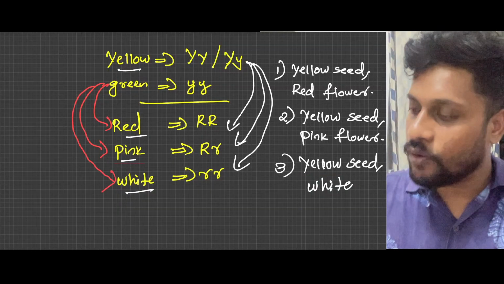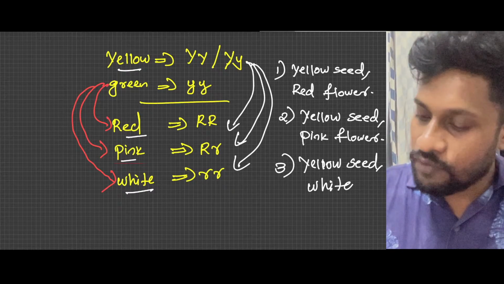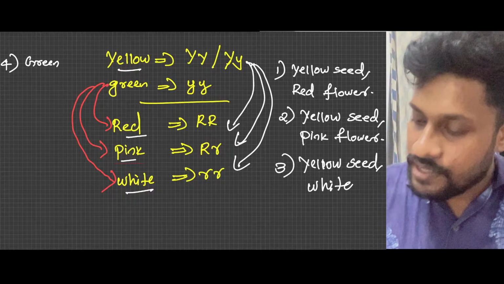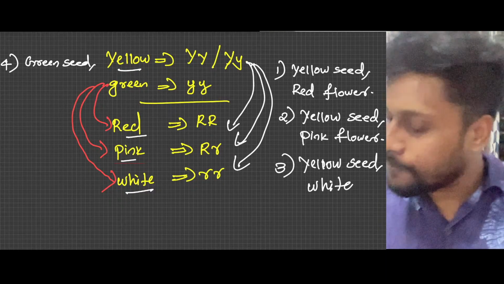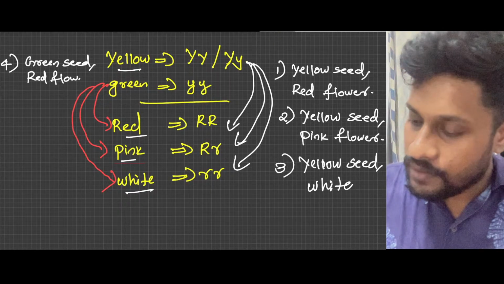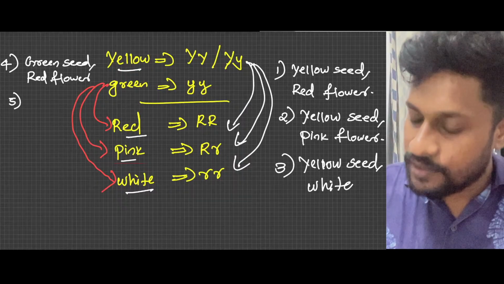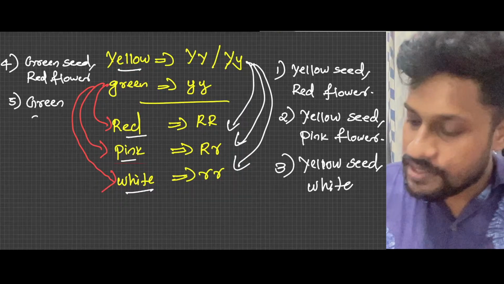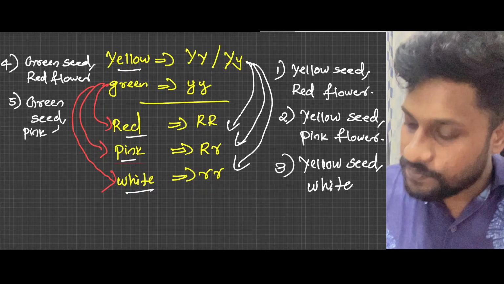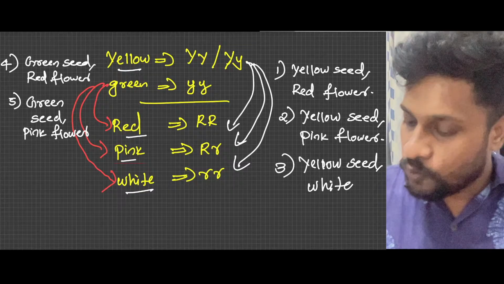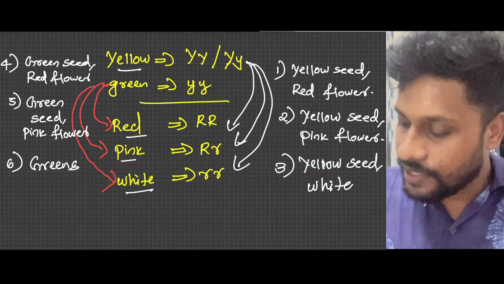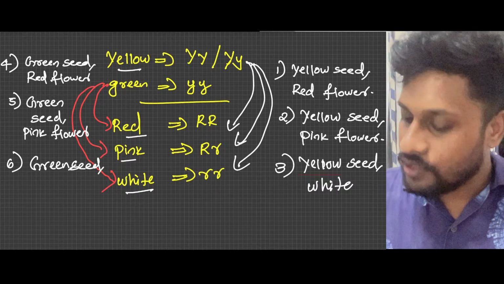So what will be the fourth phenotype, guys? The fourth phenotype will be green seed with red flower. What will be the fifth one? Green seed with pink flower. What will be the sixth type? Green seed with white flower.